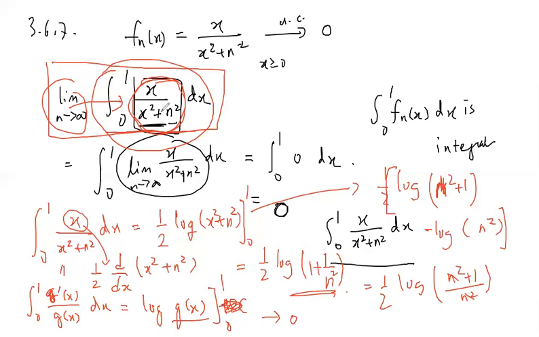I think I have a duplicated example 3.6.8, so you just ignore that. I'll correct that later. Then you look at example 3.6.9. Here you have x over x plus n, not uniformly convergent.